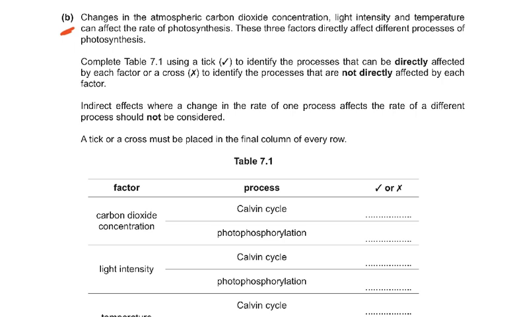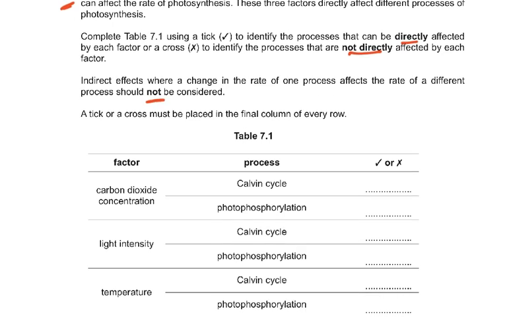Now, coming to the B part of the question: changes in the atmospheric carbon dioxide concentration, light intensity, and temperature can affect the rate of photosynthesis. These three factors directly affect different processes of photosynthesis. Complete table 7.1 using a tick to identify the process that can be directly affected by each factor, or a cross to identify the processes that are not directly affected by each factor. Now, this is written in bold, so we need to read this carefully. Indirect effects, where a change in the rate of one process affects the rate of a different process, should not be considered. A tick or a cross must be placed in the final column of every row.